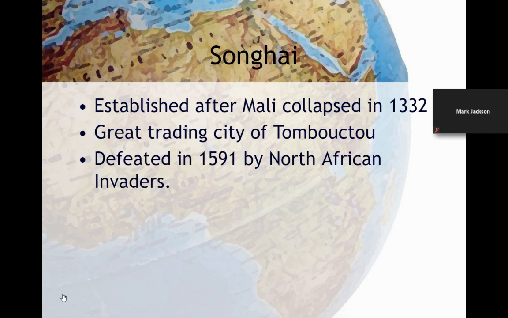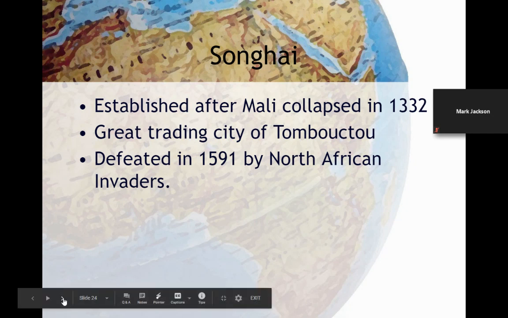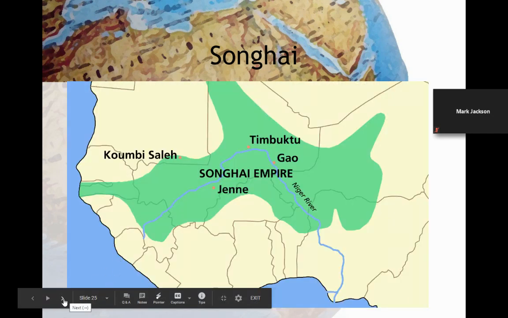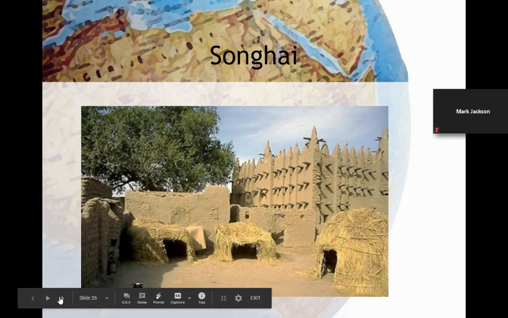And when you look at the year 1591, by this point, the Americas were already in full swing, and they needed someone to work the plantations. And slavery is going to be the end of a lot of these kingdoms in Africa. And here's Songhai with the trade city of Timbuktu. Again, more similar architecture.